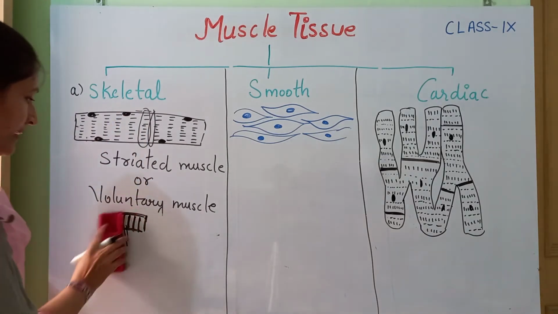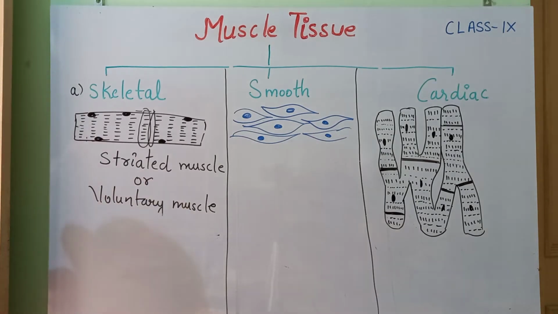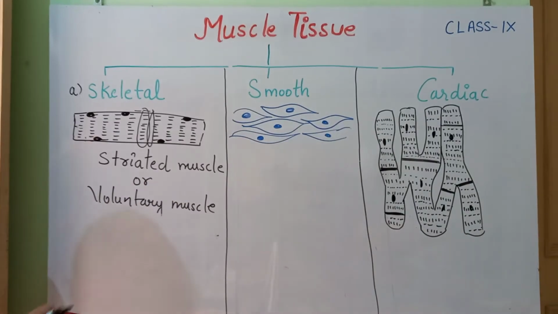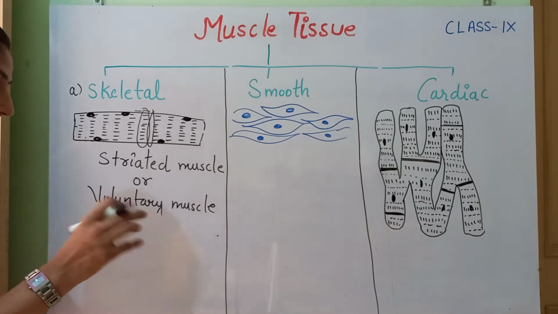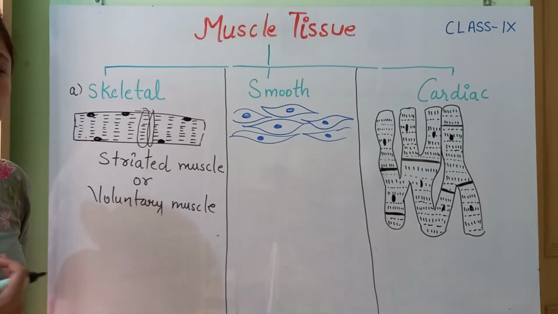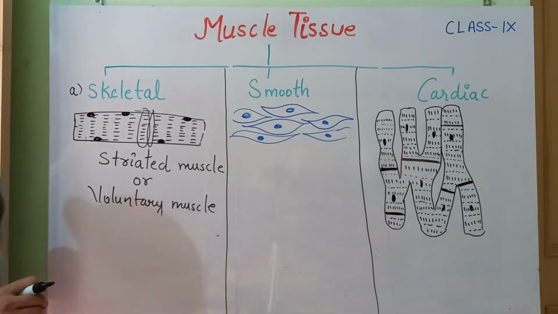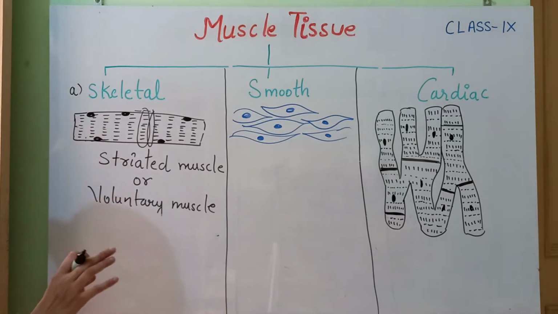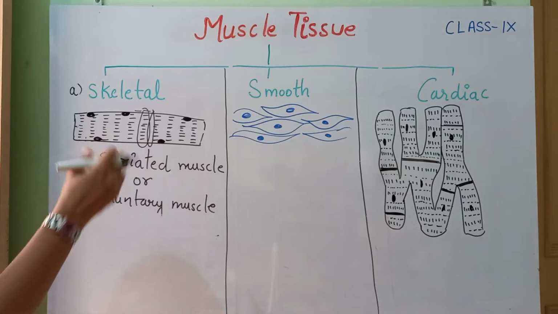Fine. Now the third, voluntary. So what type of movement are the muscles going to show? The movements which are under the will of the animal, which are under our control. That's why they are voluntary muscles, because they perform voluntary movements. Fine. Hope it would be clear. Got it? The structure of it.